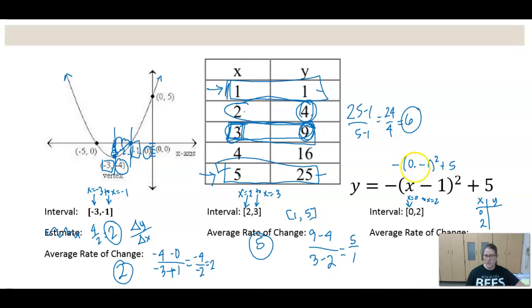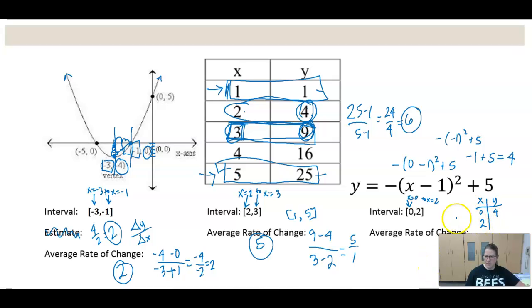Do inside the parentheses first. That will give me negative 1. So negative 1 squared plus 5. Negative 1 times negative 1 is positive 1, but then I also have this negative in front, so that's going to end up as negative 1 plus 5, which equals 4. So when x is 0, y is 4.